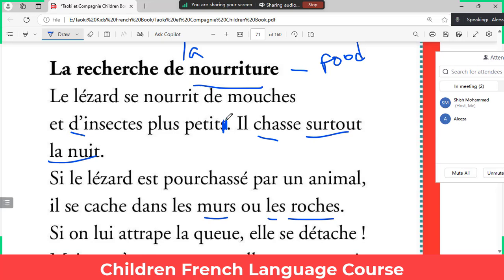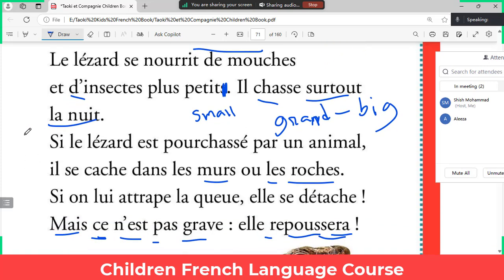Done, okay. Without S, write this word. No article needed. Petit, without S. Petit means small. Small or little, we can write. And write this one: grand. I am saying in English: grand, without article. Grand means big.